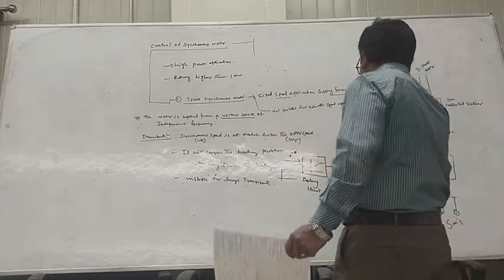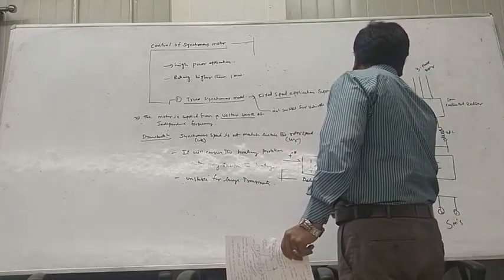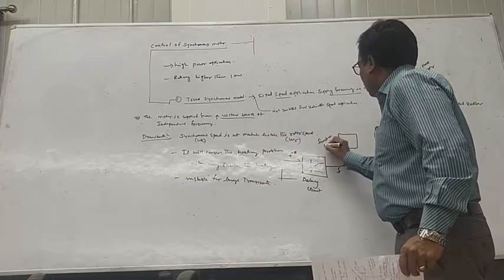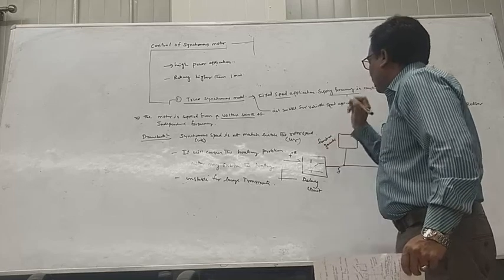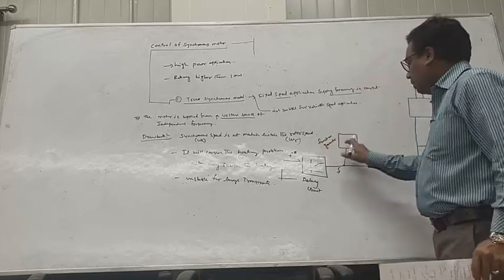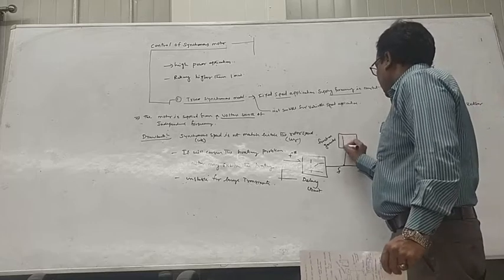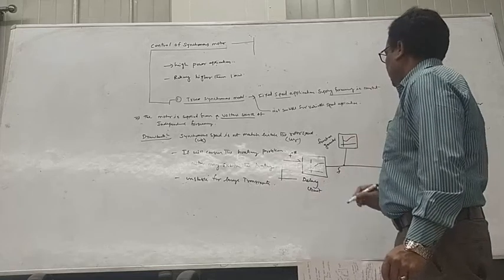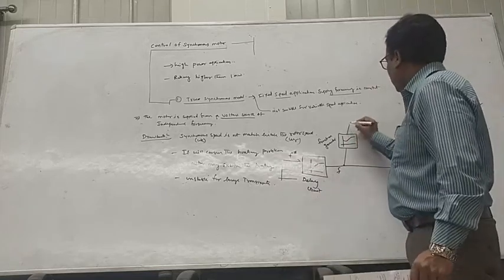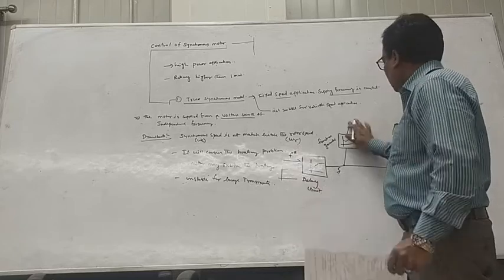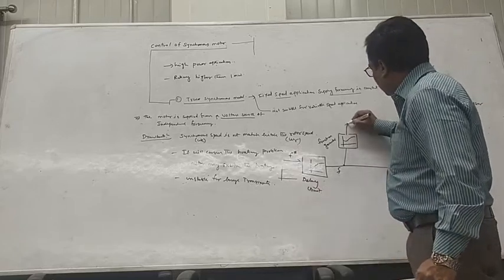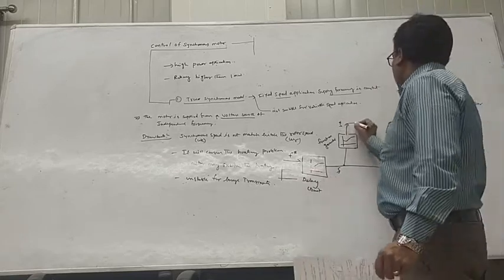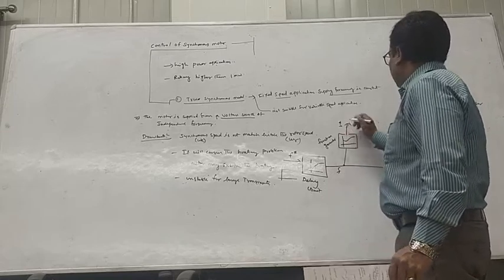This is a function generator block. According to this frequency, the function generator will give the voltage. The function generator block will be like this, and it will give the reference voltage V star. And then this V star goes to the triggering circuit.